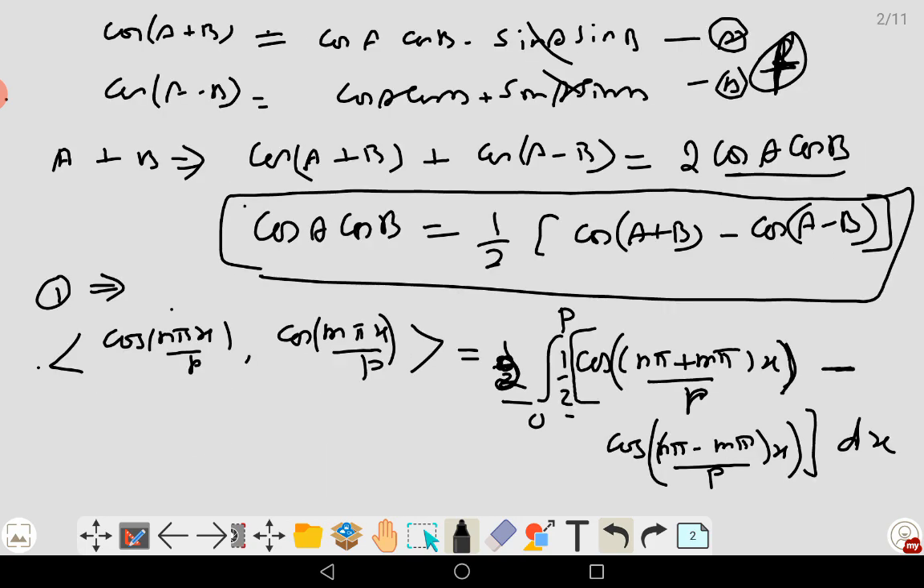Cosine versus cosine. This is cosine versus cosine, isn't it? Already we assumed sine versus sine has been proved in problem number 9. Now, sine with the cosine. We will try sine with the cosine.